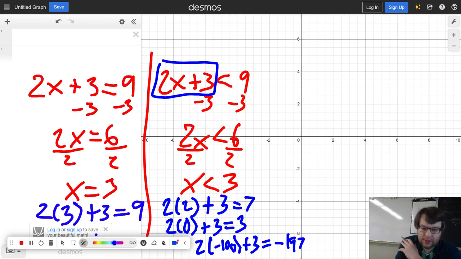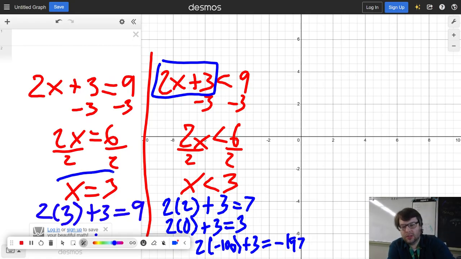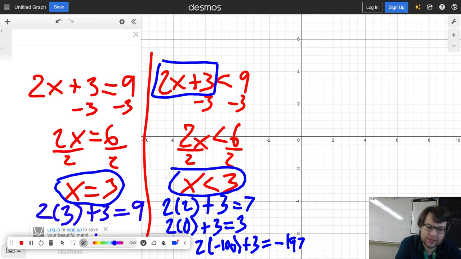Now, there's not one solution. In fact, the old solution of x equals 3 is not a solution to x is less than 3. It's not a solution. 3 is not smaller than 3. But there are an unlimited number of other solutions. There's 2, 0, negative 100. There's other ones like 1.5, 2/3, negative pi. So there's an infinite number of solutions to the inequality.